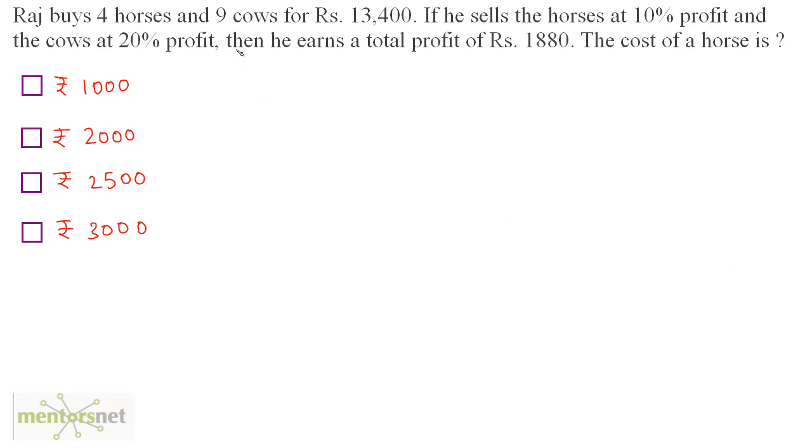Okay, let us assume that the cost of a horse is x rupees per horse and the cost of a cow is y rupees per cow. Now we have been given the complete cost price of 4 horses and 9 cows, which is 13,400. So I can write 13,400 is equal to the cost price of all the horses plus the cost price of all the cows. The cost price of all the horses is 4x, plus the cost price of all the cows is 9y, because there are 9 cows and each cow costs y rupees. Now we have this one equation. Let's call it equation 1.